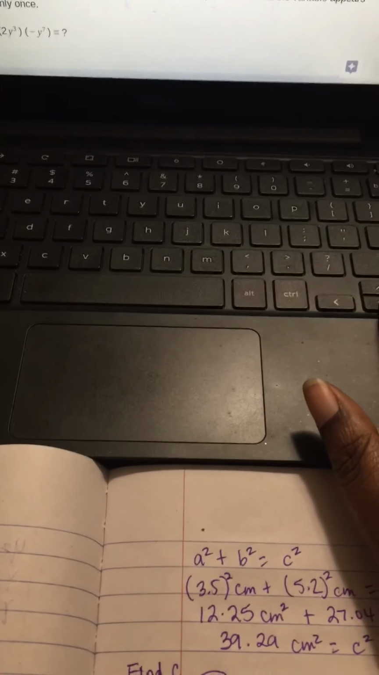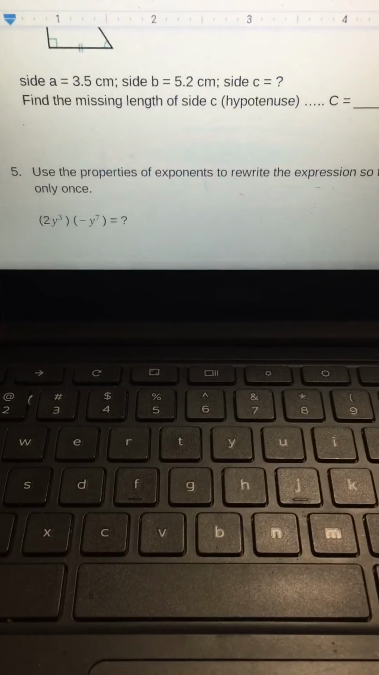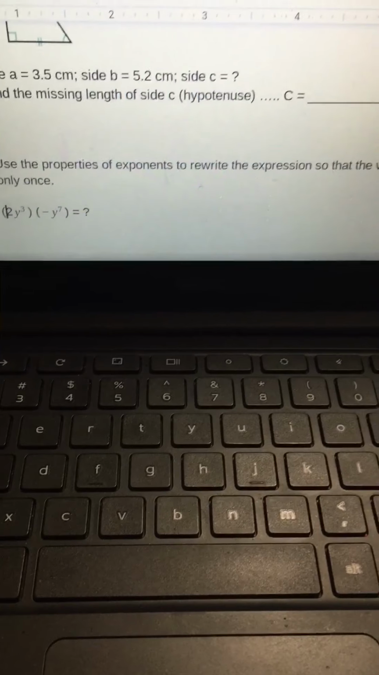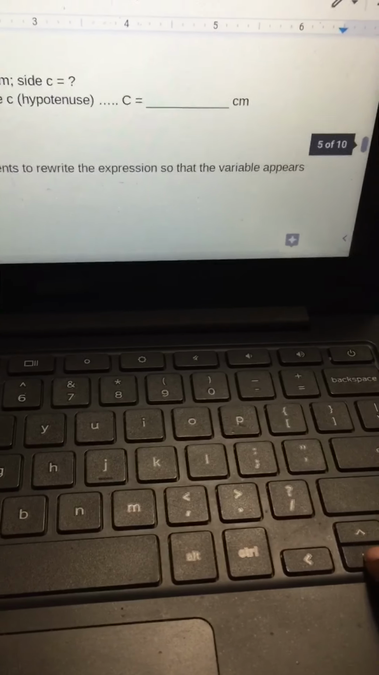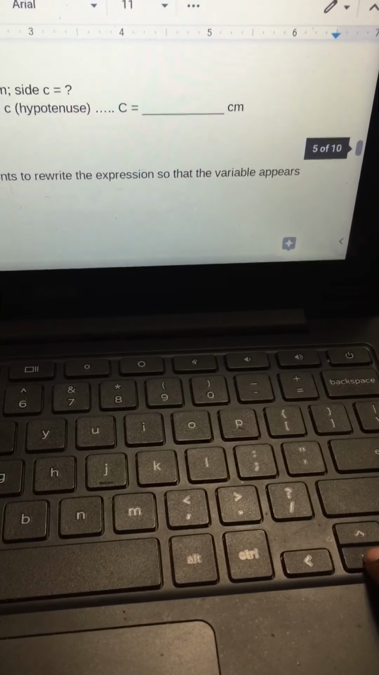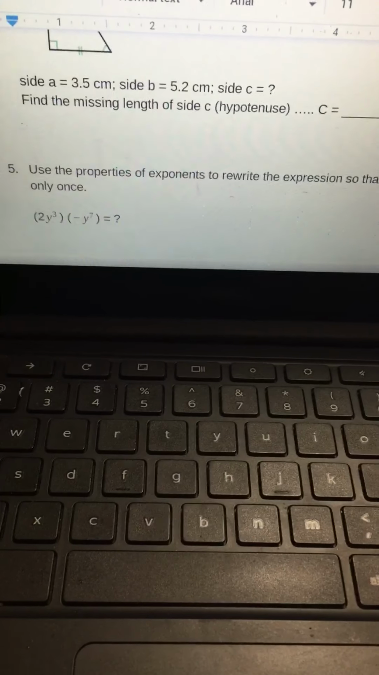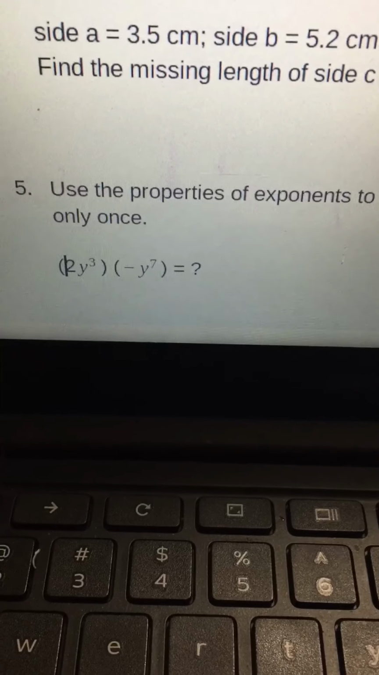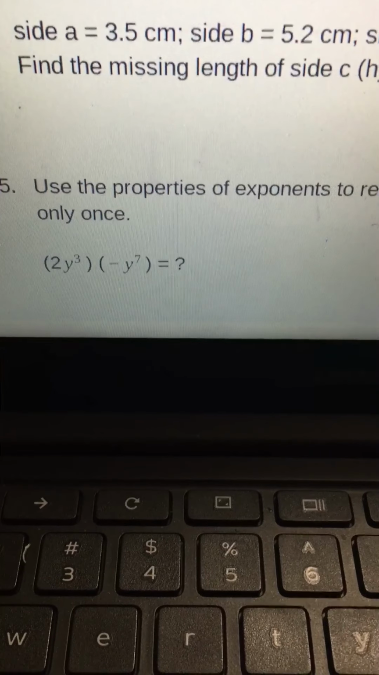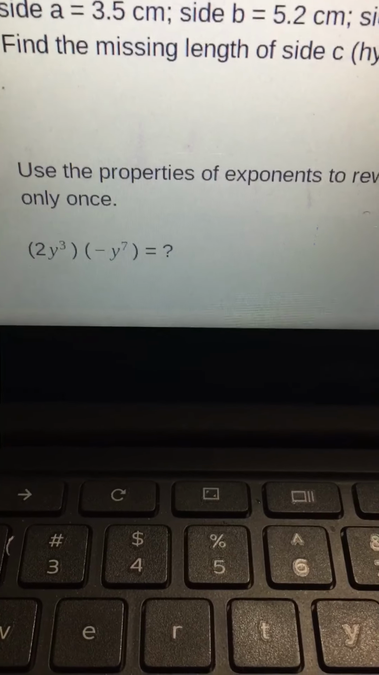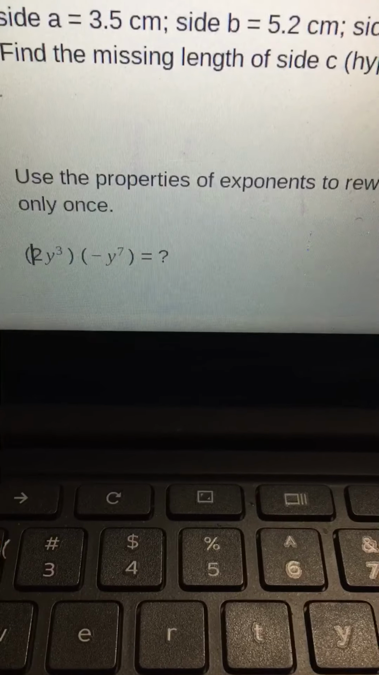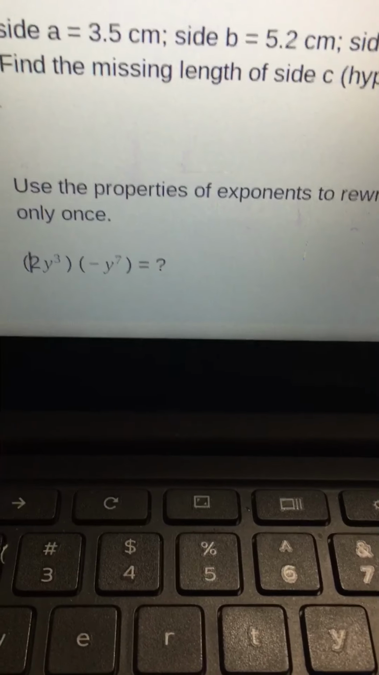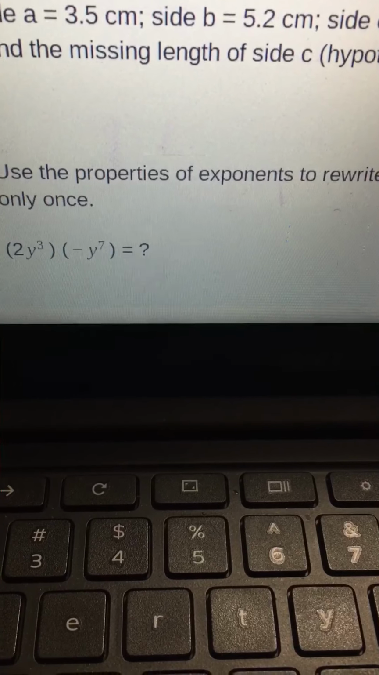Last but not least, problem number 5. Question number 5 says, use the properties of exponents to rewrite the expression so that the variable appears only once. So we have 2y to the third power times negative y to the seventh power. So what would be our answer?